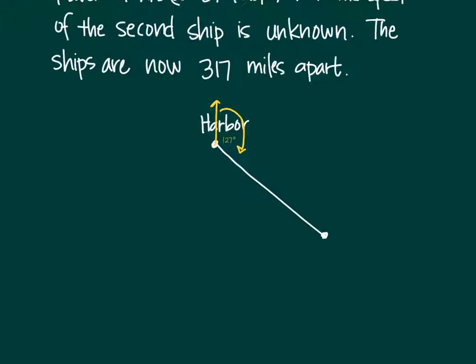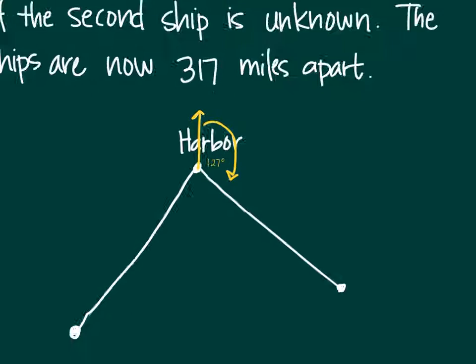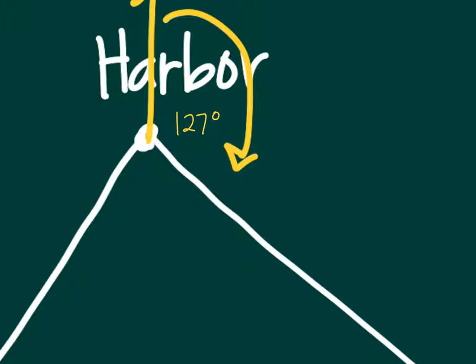The other ship is heading out at a different heading. That would be 231. So that's more than 180. So our 231 is going to be heading more in a southwesterly direction, so maybe more like this. And 231 degrees, if we label that, is still measuring from north, but it goes all the way to that ship. So there I've got 231 degrees.